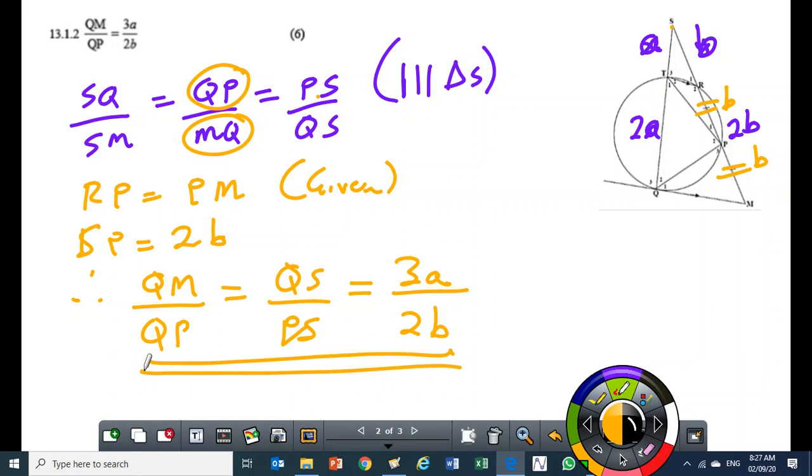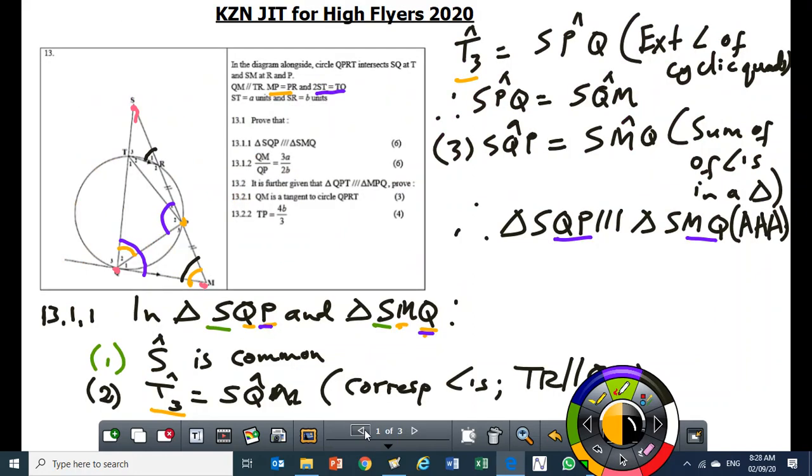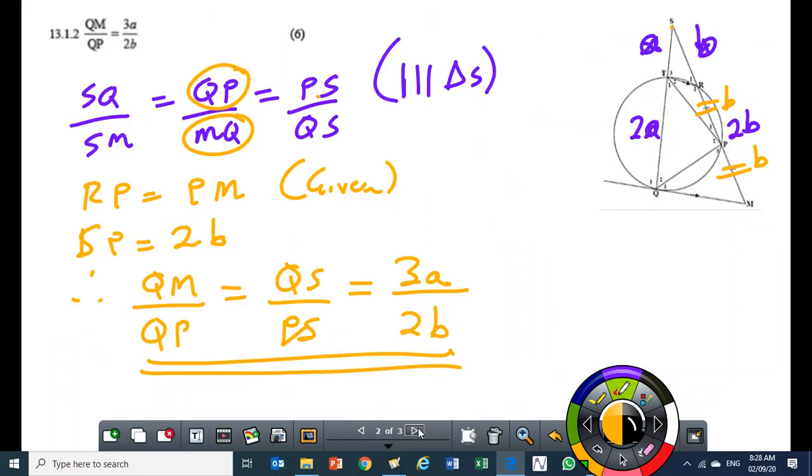Right. Okay, so that's it. So the diagram is very important, and also the information that's there is very important. Unfortunately, I missed that part. All right, you're following that? Right, let's move on to the next one.